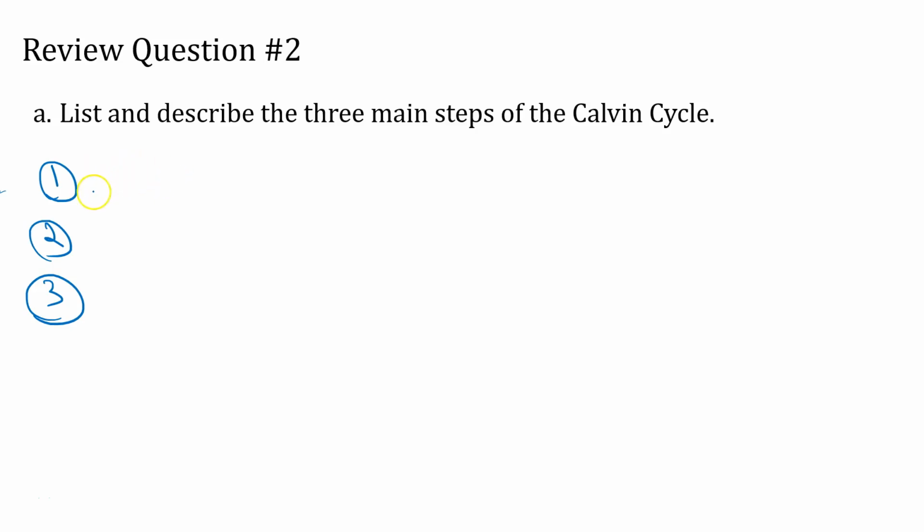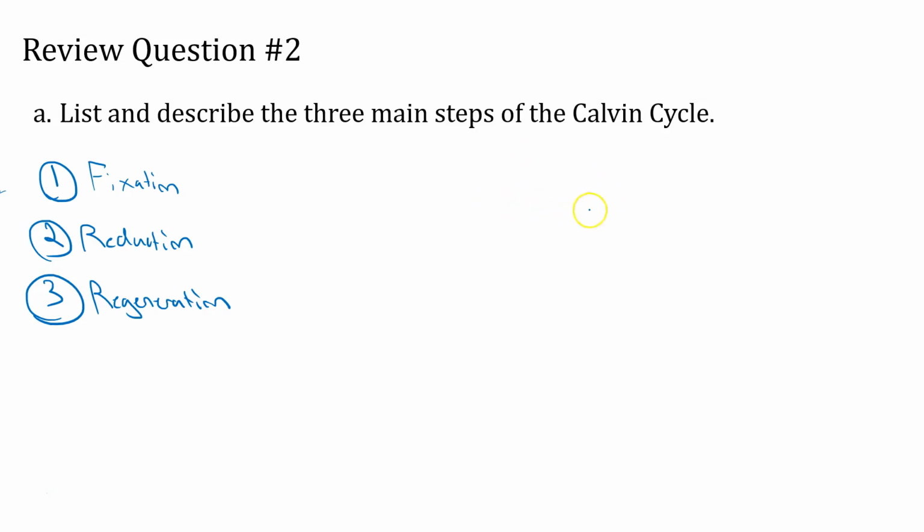Alright, so here are the answers. The first one is fixation. The second one is reduction. The third one is regeneration. And here's a pretty simplified version of the Calvin cycle, but one that's still helpful.